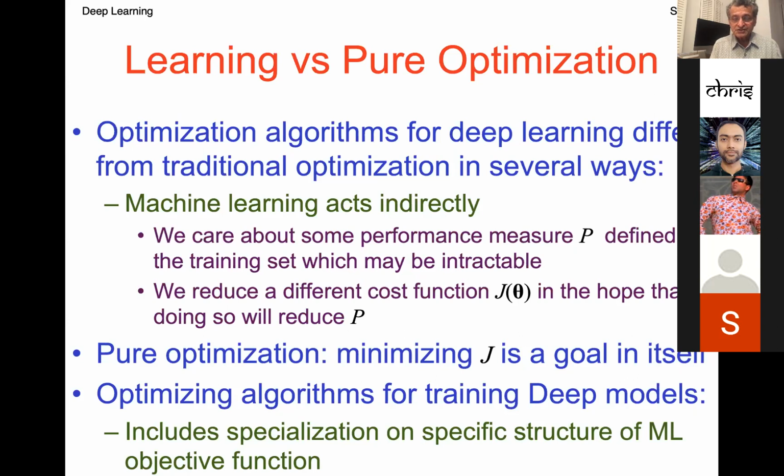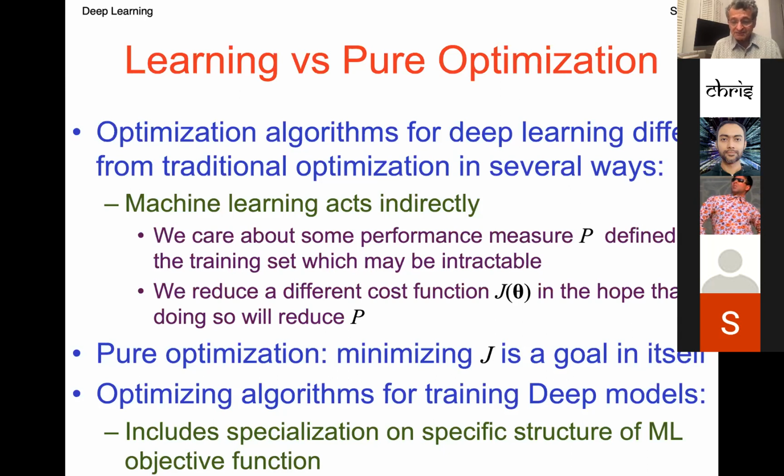So we say, let us use another function, which we define in terms of probability and so on. The output is not one or zero. The output is a value between zero and one, giving a probability as output. And so we end up saying, let us maximize the likelihood or minimize the negative log likelihood, that kind of thing. So we use that rather than the actual performance measure. So that's an interesting point to keep in mind. We reduce a different cost function J theta in the hope that doing so will reduce P. So you're going to use accuracy as the measure, but your algorithm was trying to minimize the cost function. So there is an issue to be aware of.